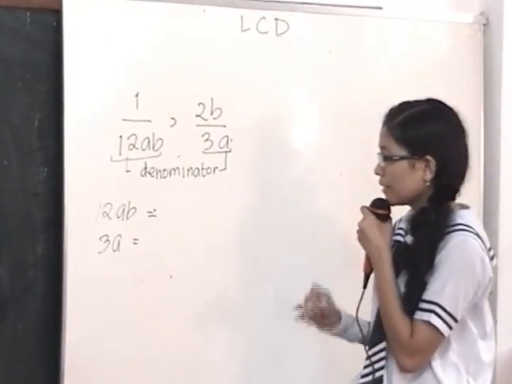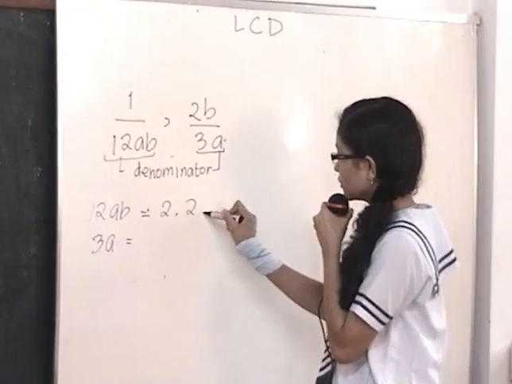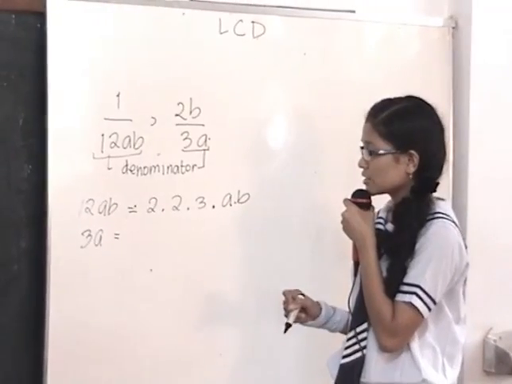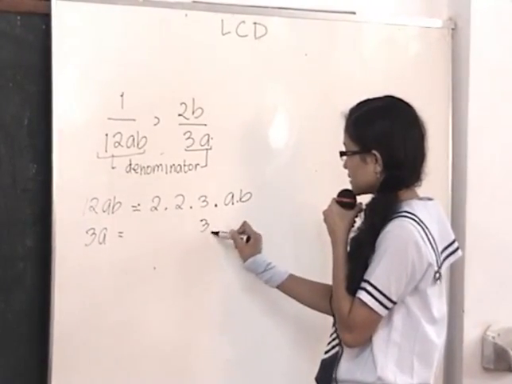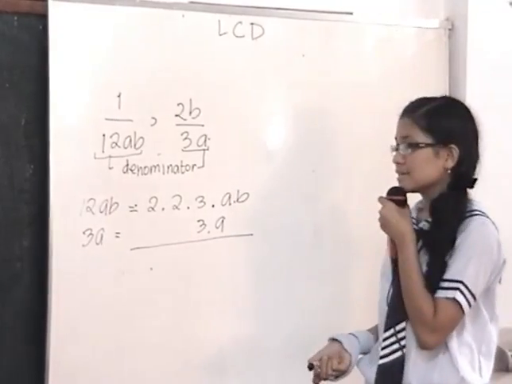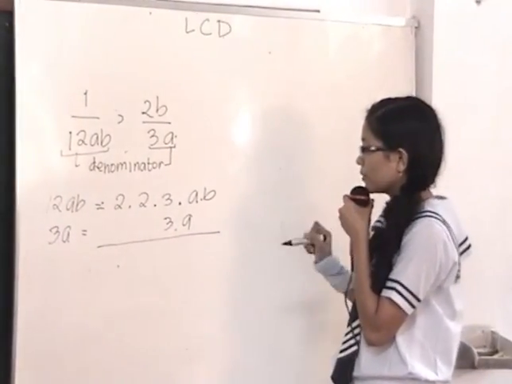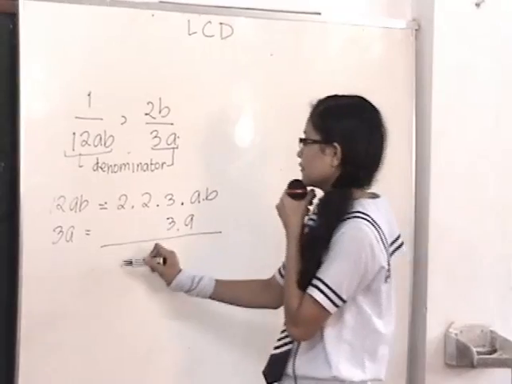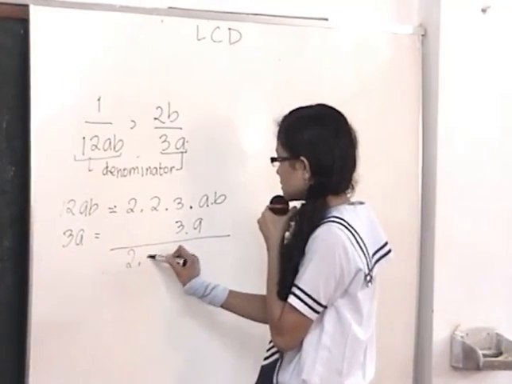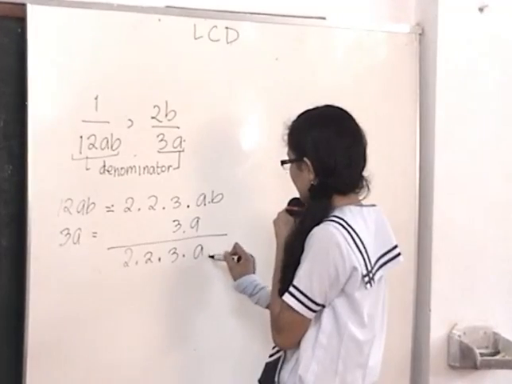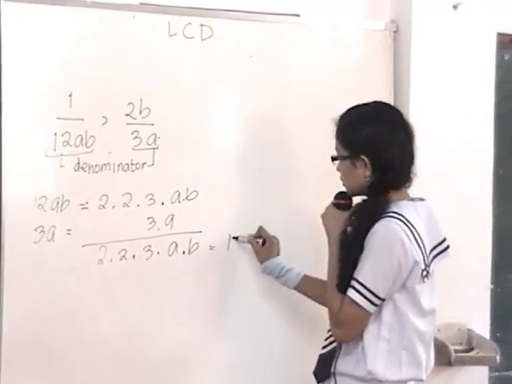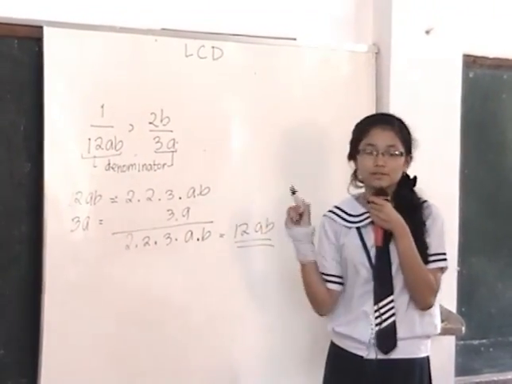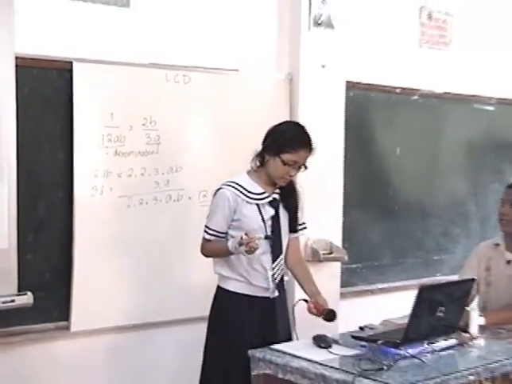The prime factors of 12AB are 2 times 2 times 3 times A times B. And the prime factors of 3A are 3 times A. As you can see, we need to align the factors that are common because they have the same value and they are considered as one factor. Then get the value. 2 times 2 times 3 times A times B is equal to 12AB. 12AB is the LCD of this expression. Thank you very much, Ms. Aziz. How about the next one?